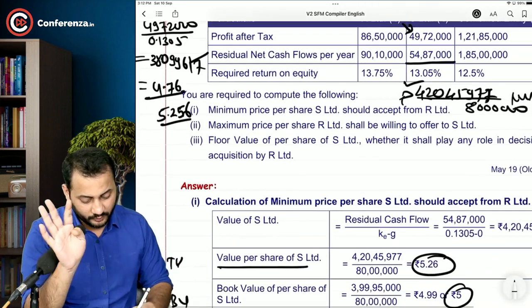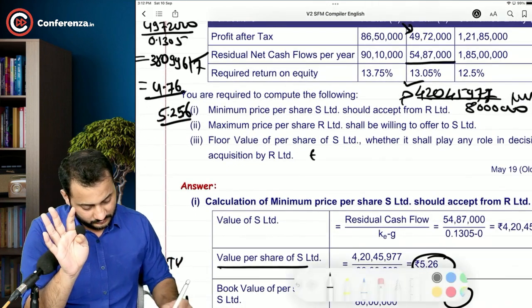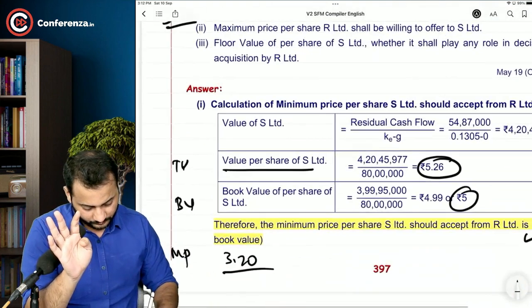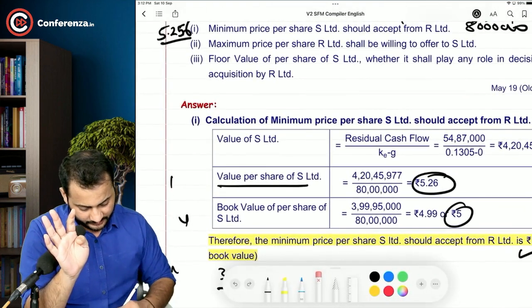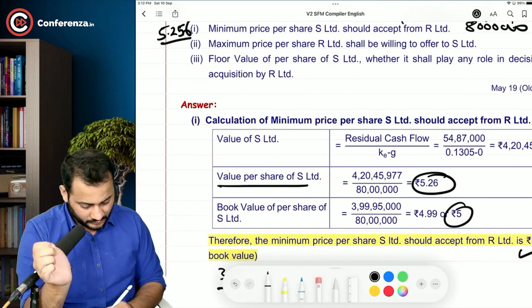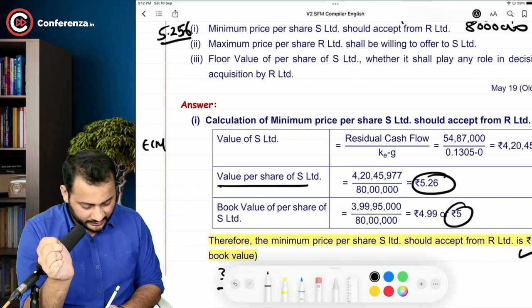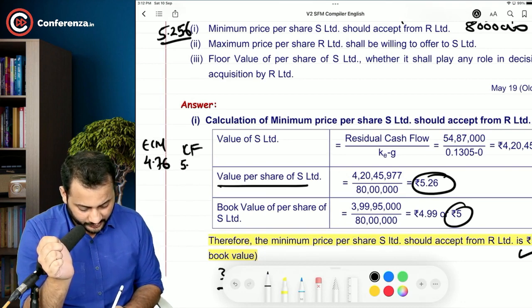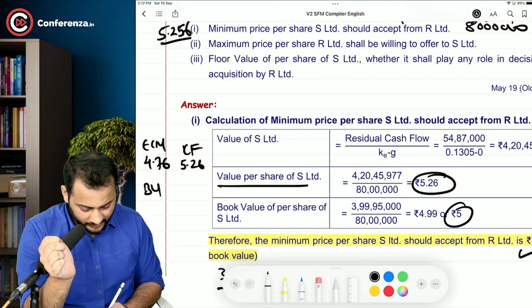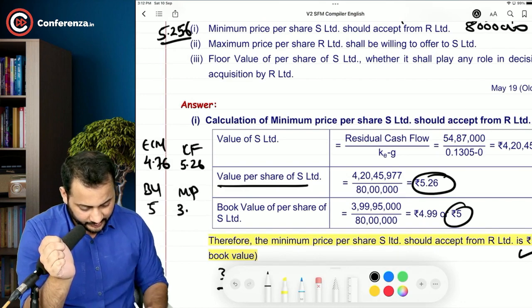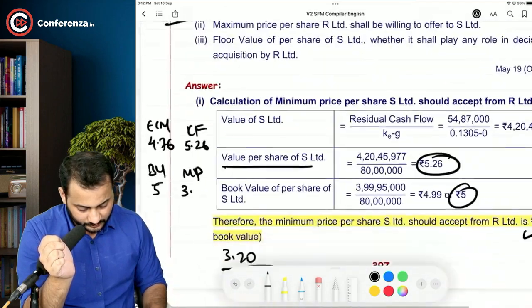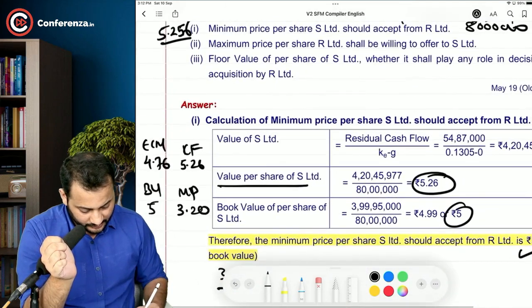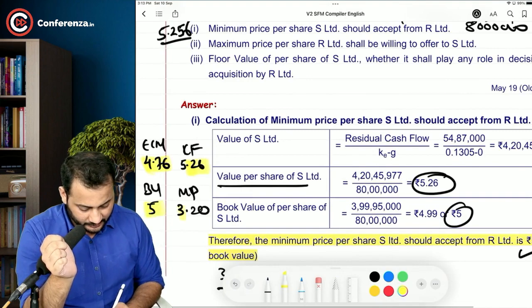S Limited has 4 prices. I will write all of them here. According to earnings capitalization method, it comes to 4.76. Cash flow method, it comes to 5.26. Book value comes to 5 and market price comes to 3.20. Now you tell me which price should be the minimum.